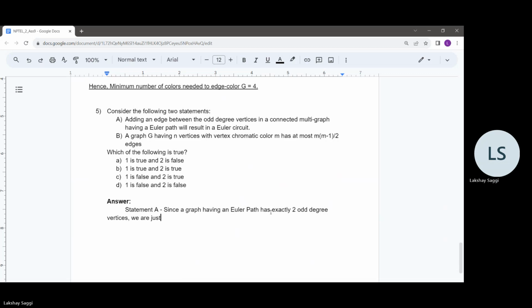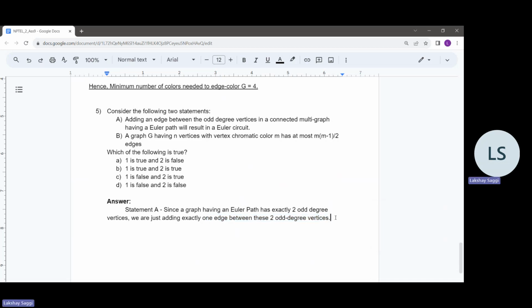we are just adding exactly one edge between these two odd degree vertices. Right. So we are given a connected multigraph having an Euler path. From this, we know that the graph has exactly two odd degree vertices, and now an edge is added between the odd degree vertices. So since there are only two vertices, we have just added exactly one edge between these two odd degree vertices, right?